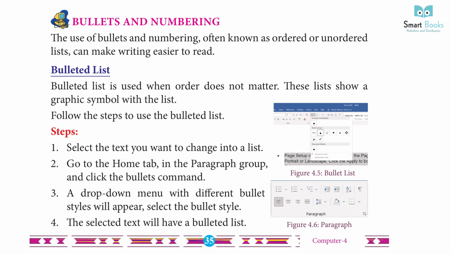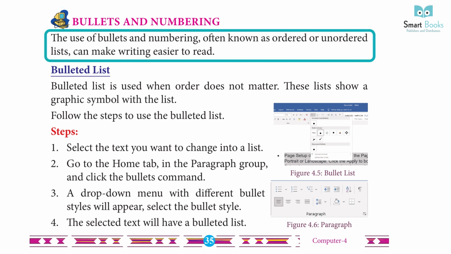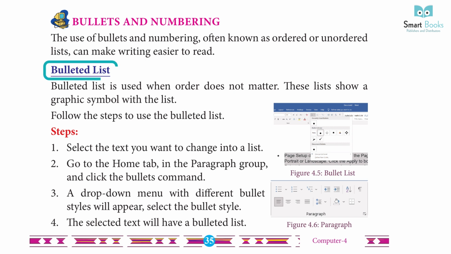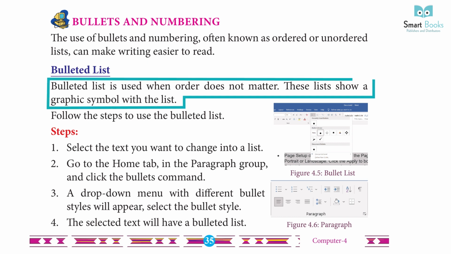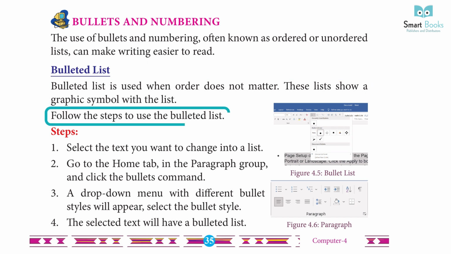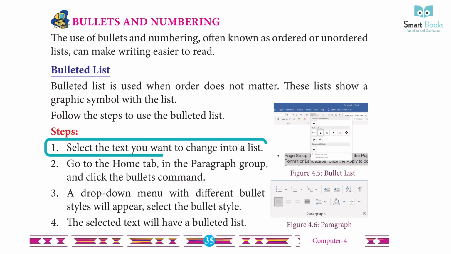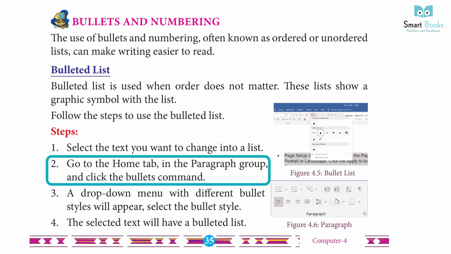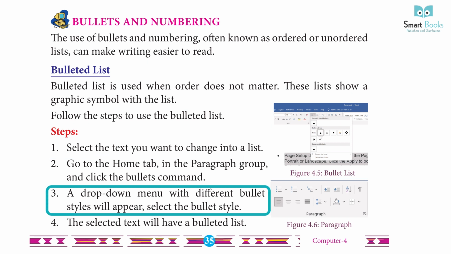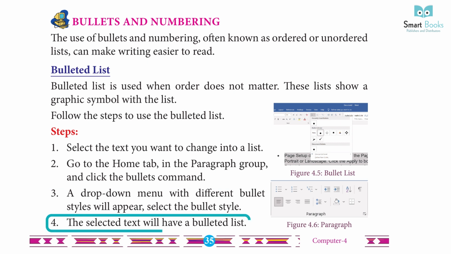Bullets and numbering. The use of bullets and numbering, often known as ordered or unordered list, can make writing easier to read. Bulleted list. Bulleted list is used when order does not matter. This list shows a graphic symbol with the list. Follow the steps to use the bulleted list. Steps. 1. Select the text you want to change into a list. 2. Go to the Home tab in the paragraph group and click the bullet command. 3. A drop-down menu with different bullet styles will appear. 4. Select the bullet style. The selected text will have a bulleted list.